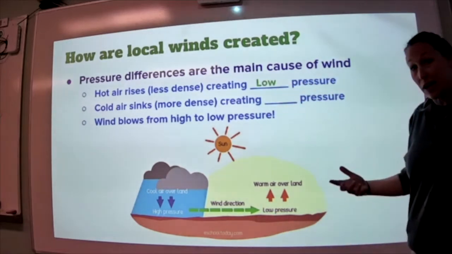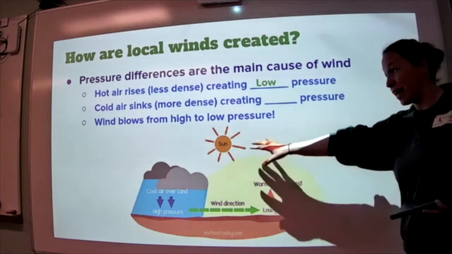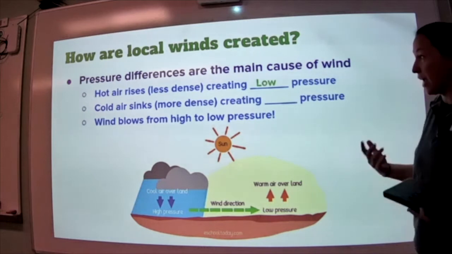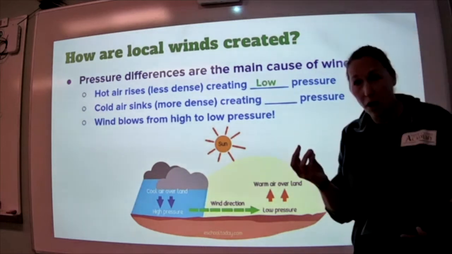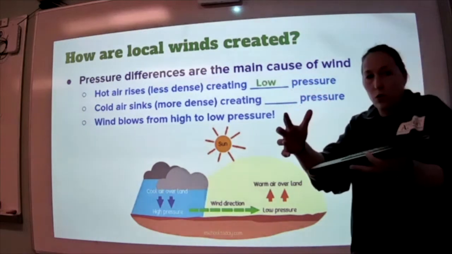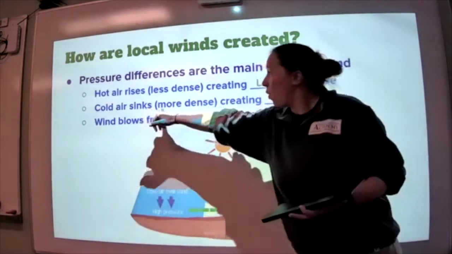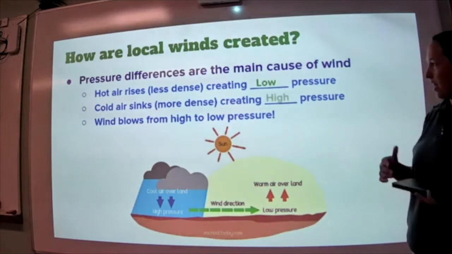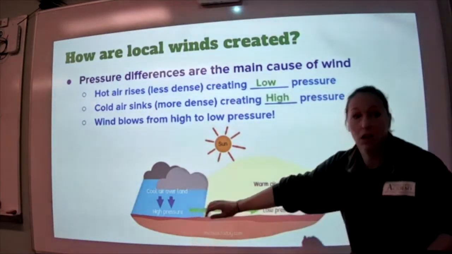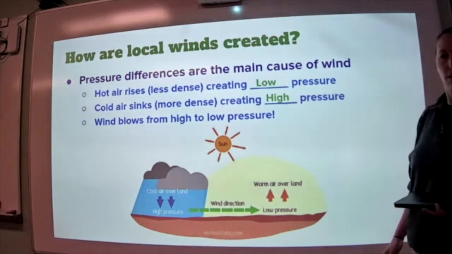Now, on the other hand, there's areas on our planet that aren't getting quite as much sunlight. So they're actually going to be cooler areas. And cooler particles, remember, those particles slow down and move closer to each other. So the cold air is more dense. And because it's more dense, it sinks down to the planet, creating a high pressure area.